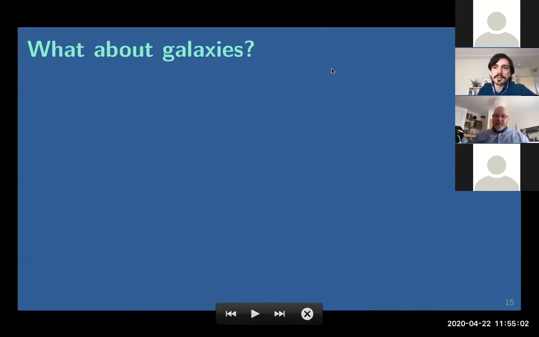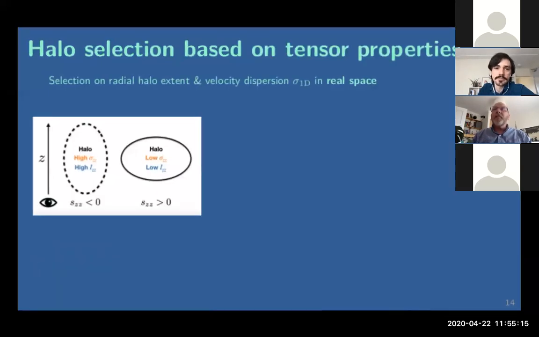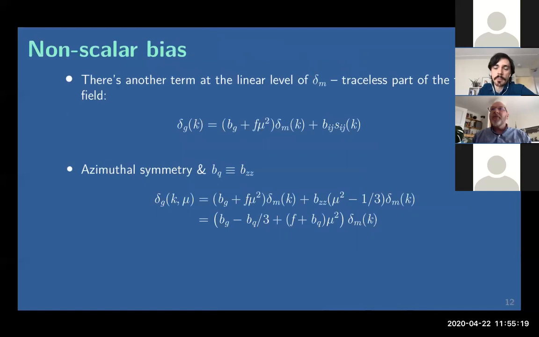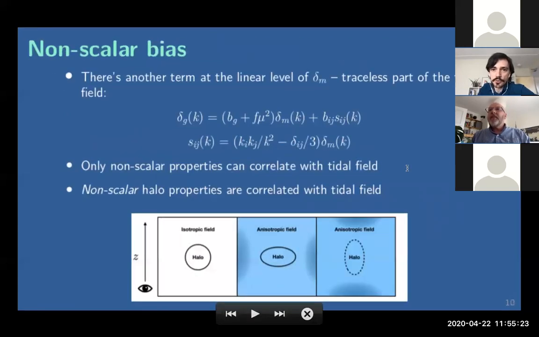Mike's been quite active on the chat. Do you have anything you want to ask Mike directly? Sorry, I was not looking at the chat. It just went by very fast, so I lost what the definition of b_Q was, and why it depends on the density and not on the tidal field, which is what you started with. Right. So I started from here.